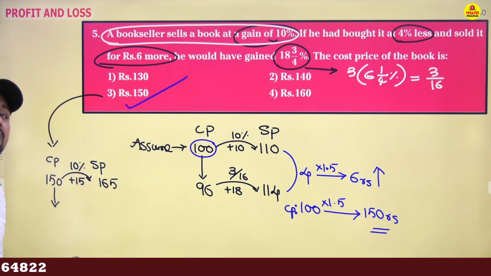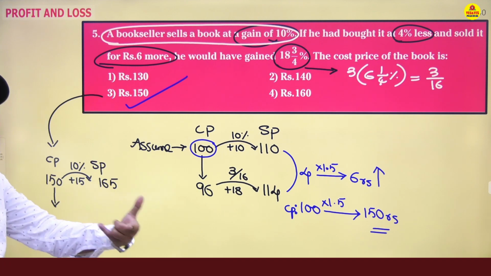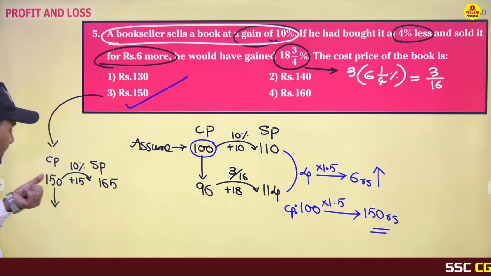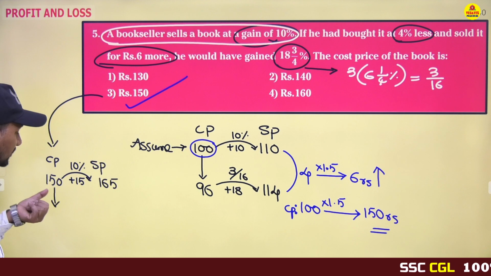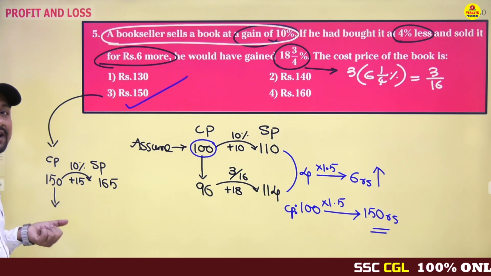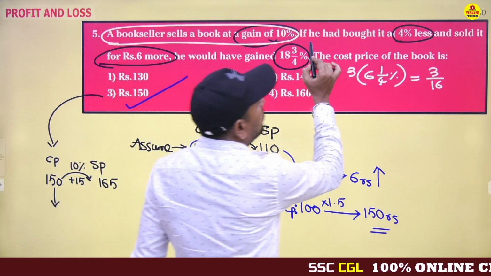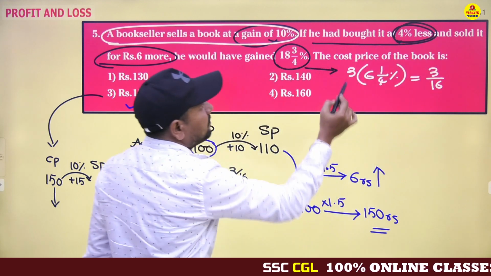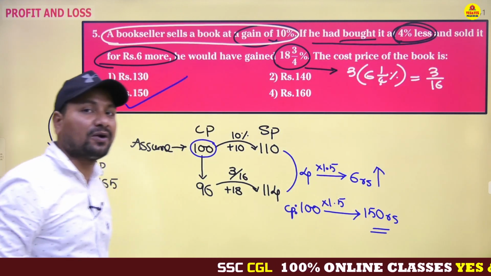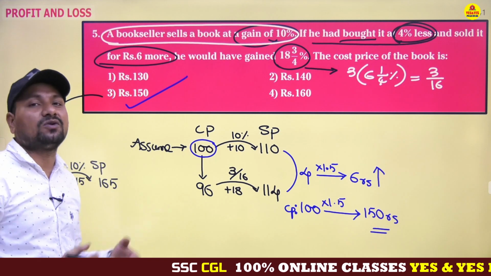If I am purchasing the product for 4% less than the previous cost price. Present cost price is 150. It's going to change, because next time you are going to buy it for 4% less, and again you are going to purchase the product and sell it.